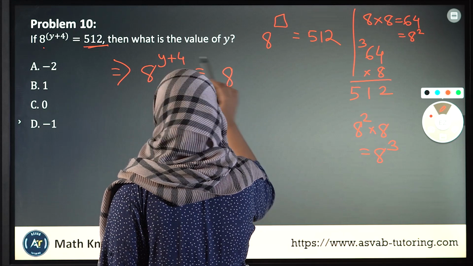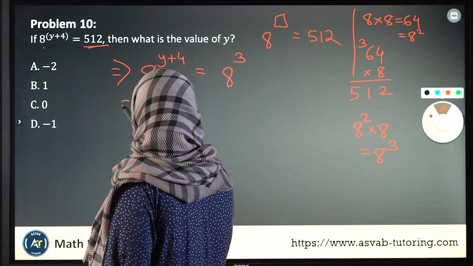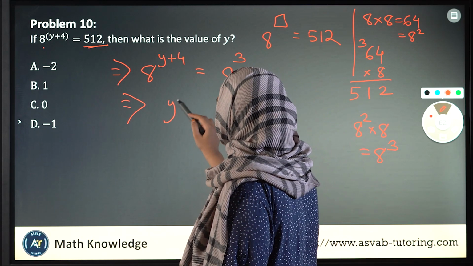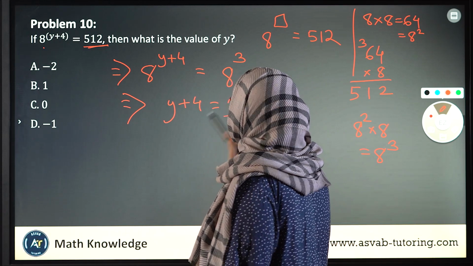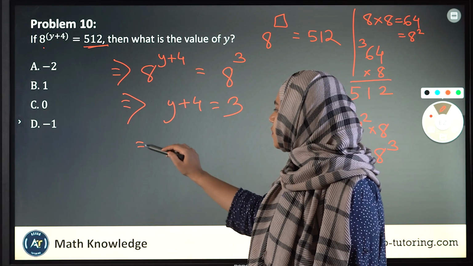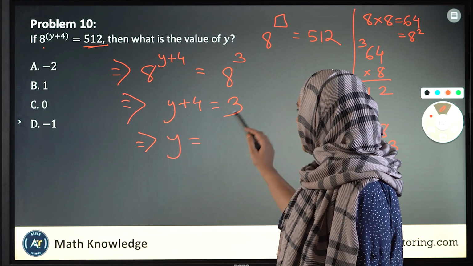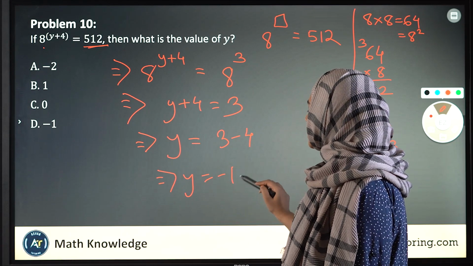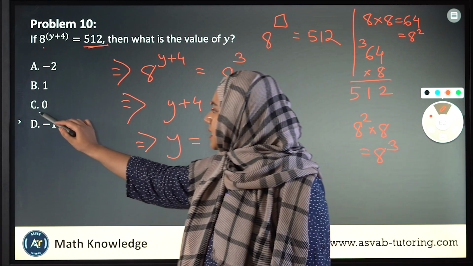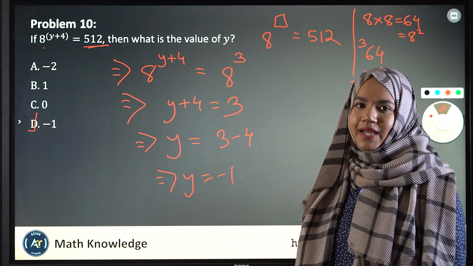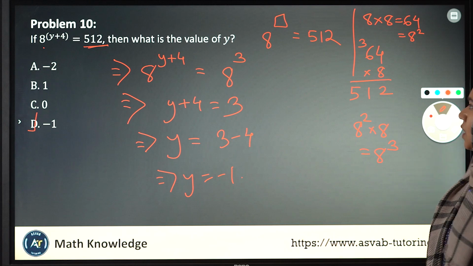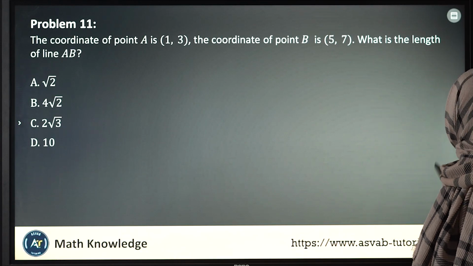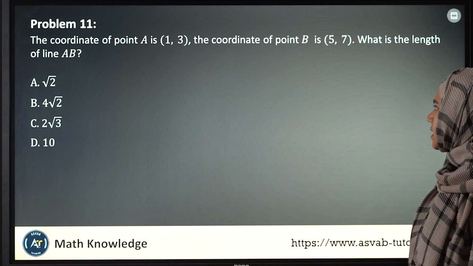So this means that for 512, we can write 8 cubed. And then, because the bases are the same, the powers are now going to be equal to each other again. So that's how it works. So to figure that out, we're going to write y equals 3 minus 4. And the correct answer to this is minus 1. So the correct answer here is option D, minus 1. Okay? We have 2 more to go. Let's look at problem number 11. Once again, we have another coordinate geometry sum, right?